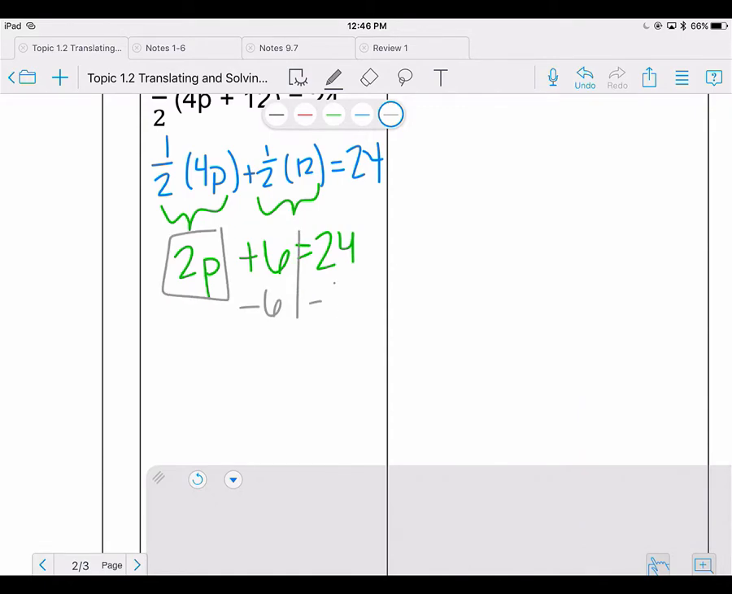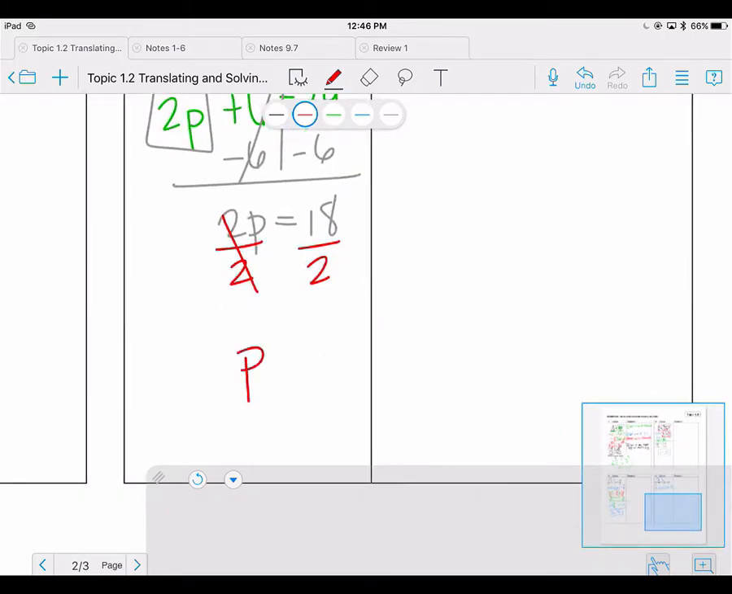Subtract 6 from both sides. So 2p equals 18. And finish up by dividing both sides by 2. P equals 9.